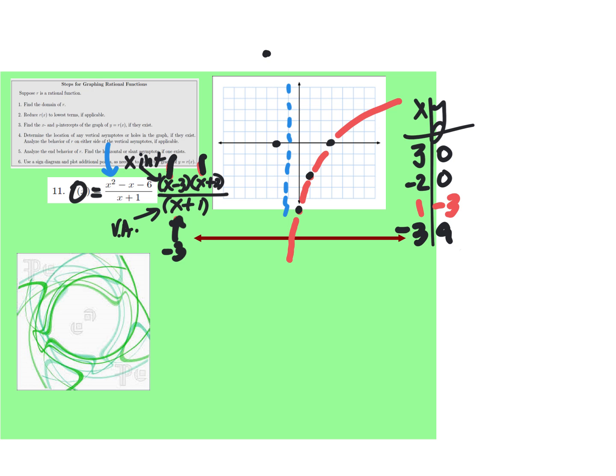Negative 3. All right, so let me see what I did wrong there. Negative 3 minus 3 is negative 6. That was right. Times, oh, I see what I did wrong. Negative 3 plus 2 is negative 1. That's where I messed up right there. All over negative 2. And that does not equal 9. It equals negative 3. All right, so clean that off.